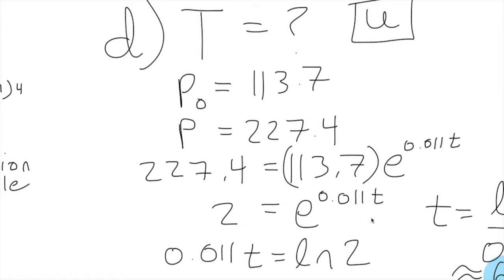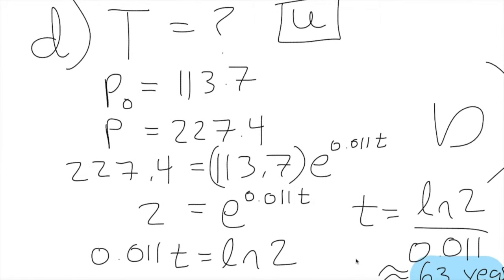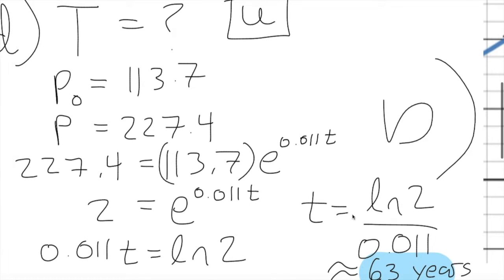Taking this log here, log of 2, and moving this over. This is the exponent, the power is 2, and the base is e. Then the last step is to divide both sides by 0.011, and you get this thing, which you can now plug into your calculator, and that's 63 years.